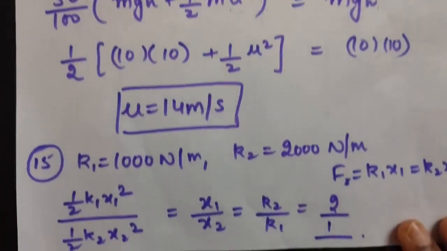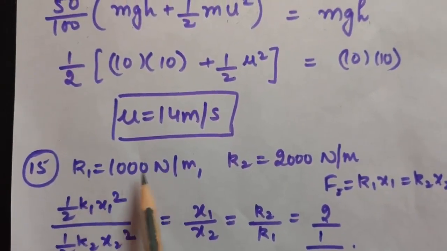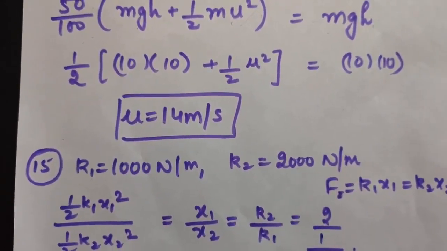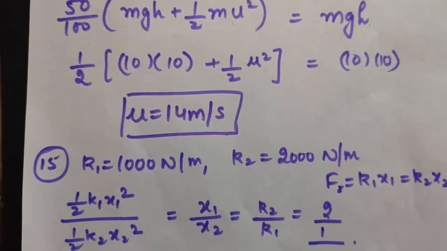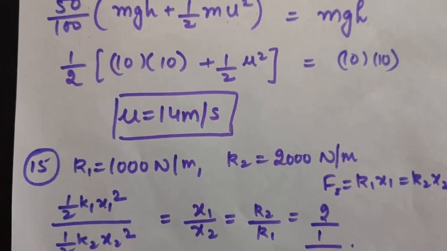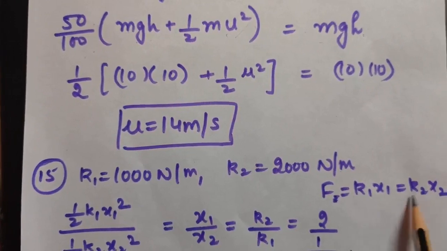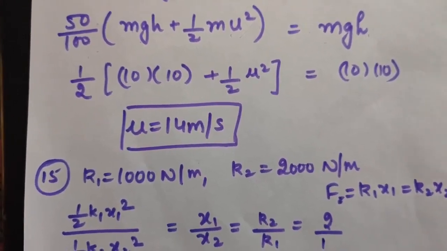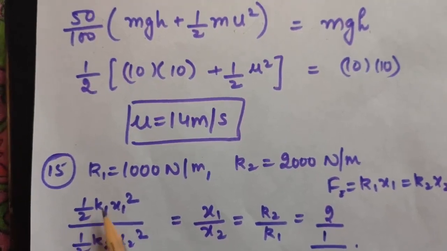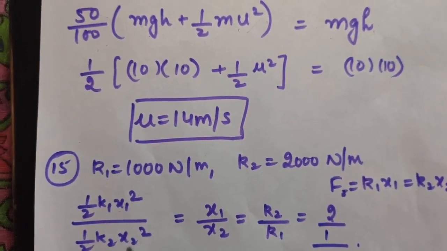Okay. Next is question number 15. It says that there are two springs of spring constant 1000 Newton per meter and 2000 Newton per meter. Then you have to calculate the ratio of the potential energy stored in both when they are stretched by the same force. So if they are stretched by the same force, that means K1 x1 is equal to K2 x2, because you know restoring force is Kx, right? So now potential energy of 1 will be half K1 x1 square and potential energy of 2 will be half K2 x2 square.